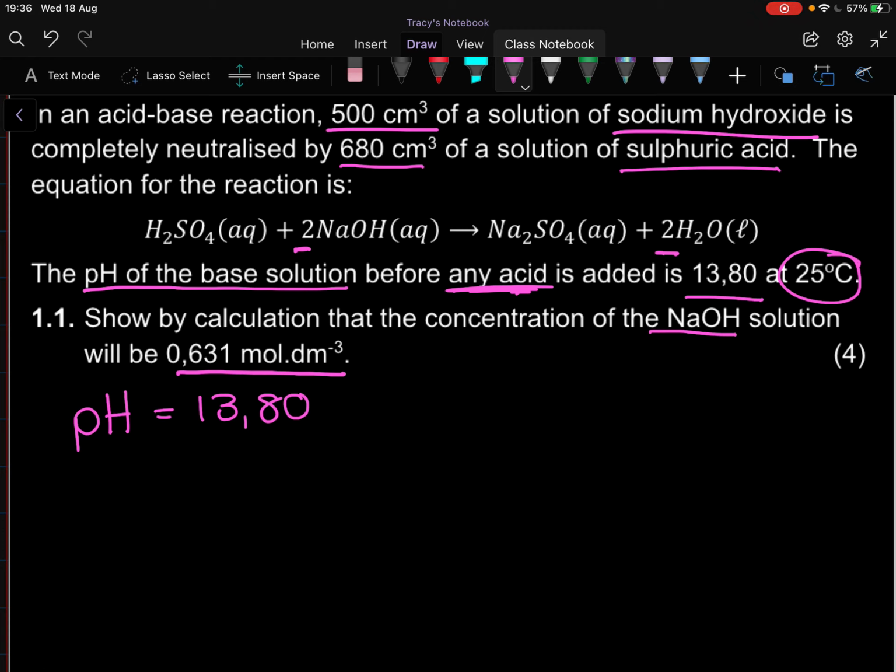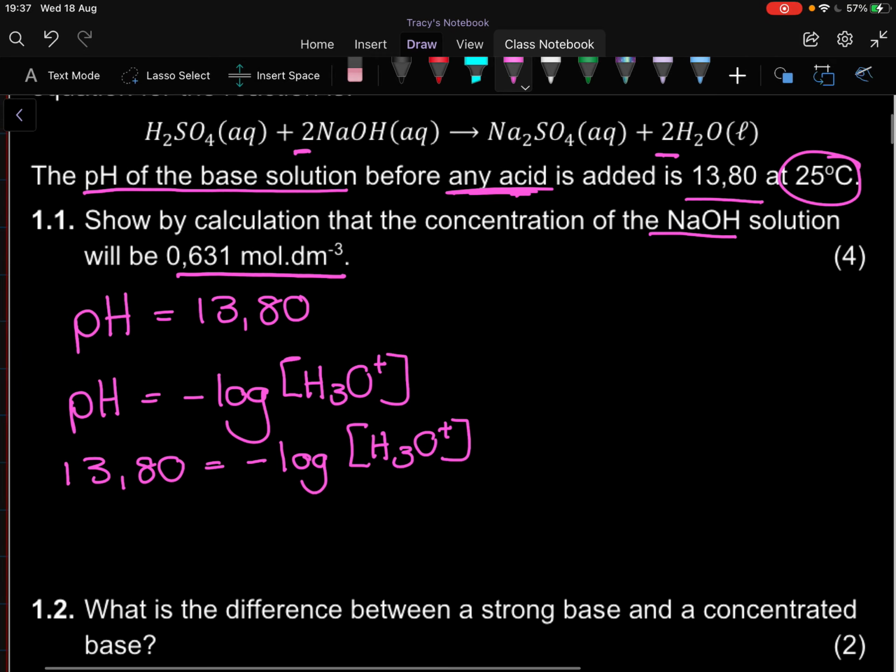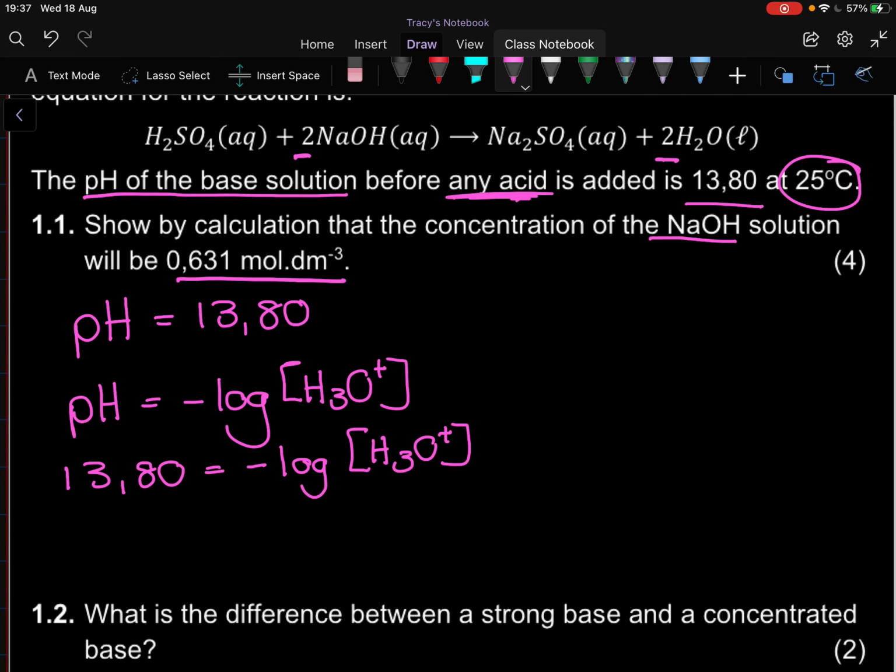If we remember, pH is the negative log of the H3O plus concentration. So essentially, by giving us the pH value, we can work out the H3O plus concentration. Okay, so this is 13,80, negative log H3O plus concentration. Now this is a little bit of a maths trick, okay? And if at this point you don't know how I get there, please don't worry about it. You're never going to have to prove it.